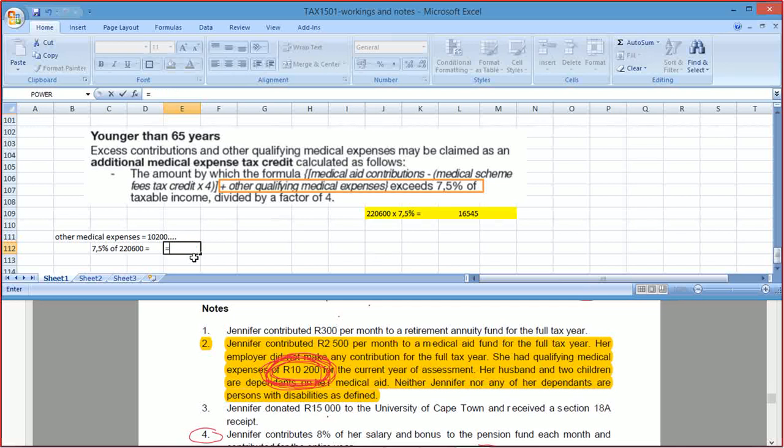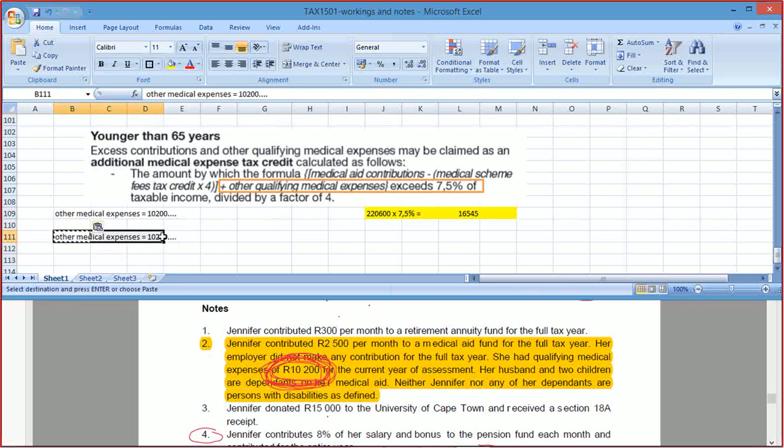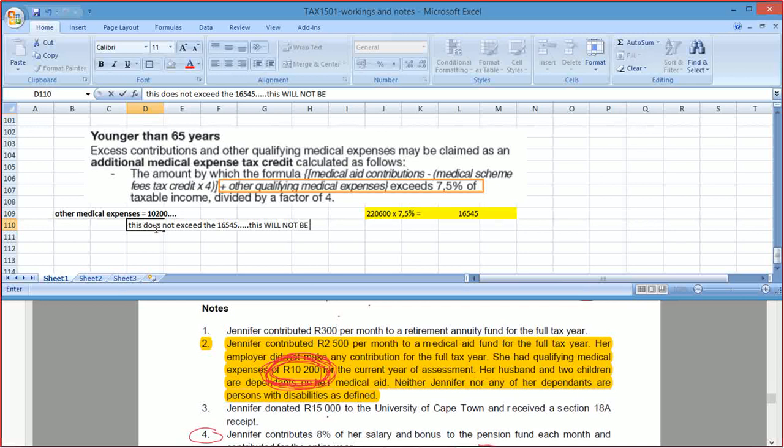Oh, I worked it out. Sorry. Why am I doing it again? Okay, you asked me about it. I did it here. There it is. You see it? Yeah. Okay, so how much is that amount? 16,545. Do the other medical expenses exceed it? No. Okay, this does not exceed the 16,545. This will not be deductible. Okay, so you can't claim it. Does it make sense? Okay.